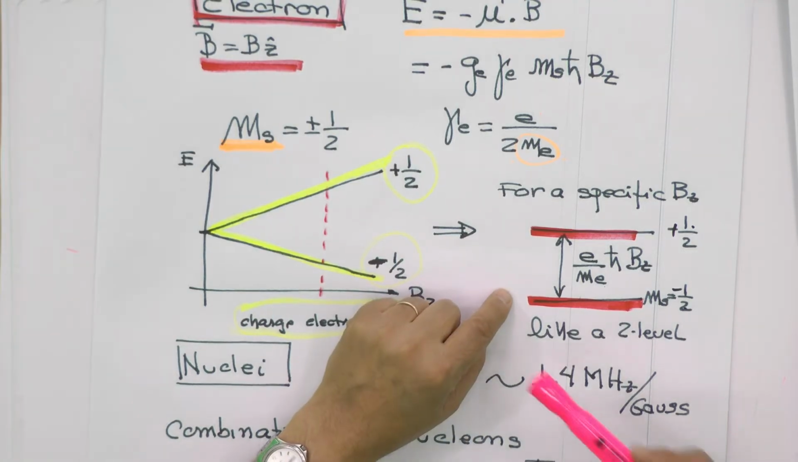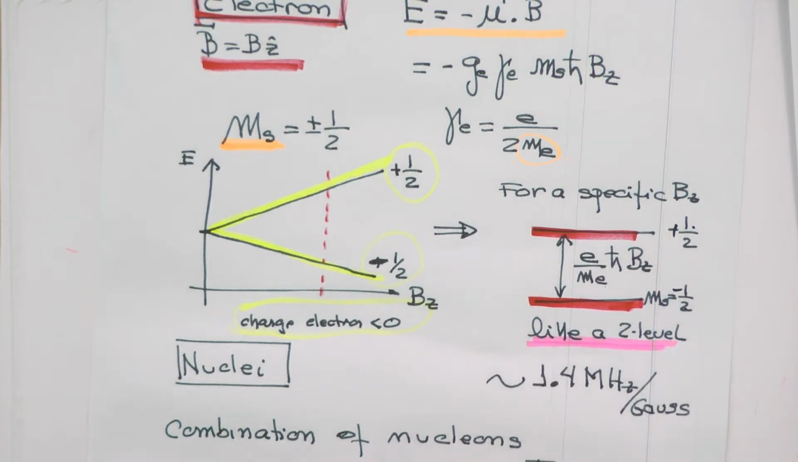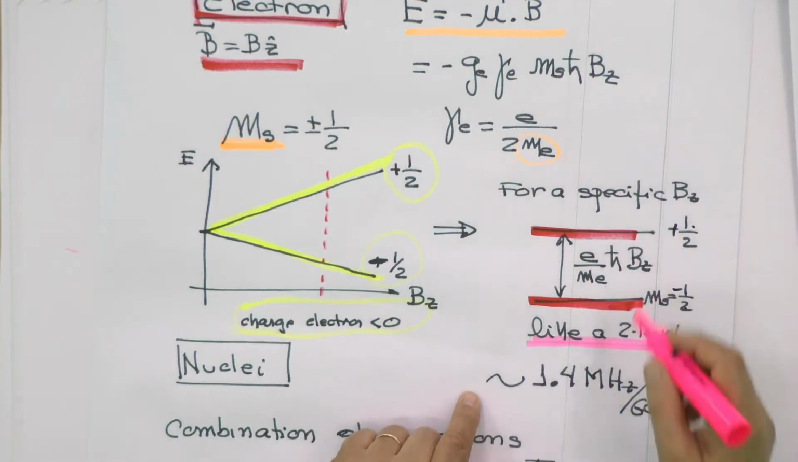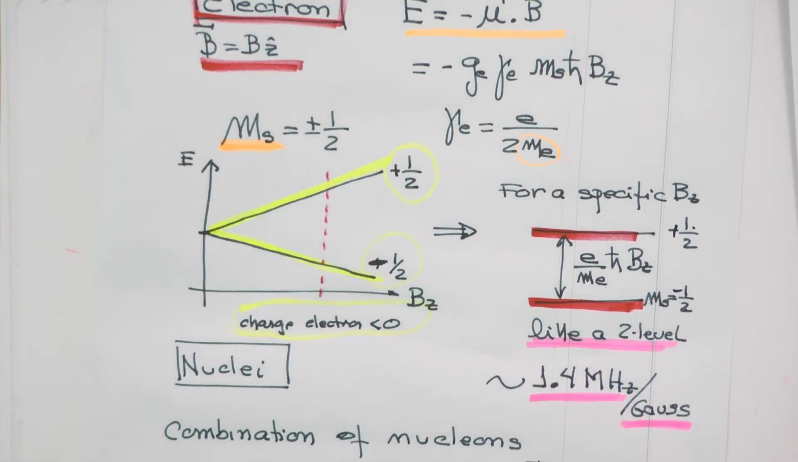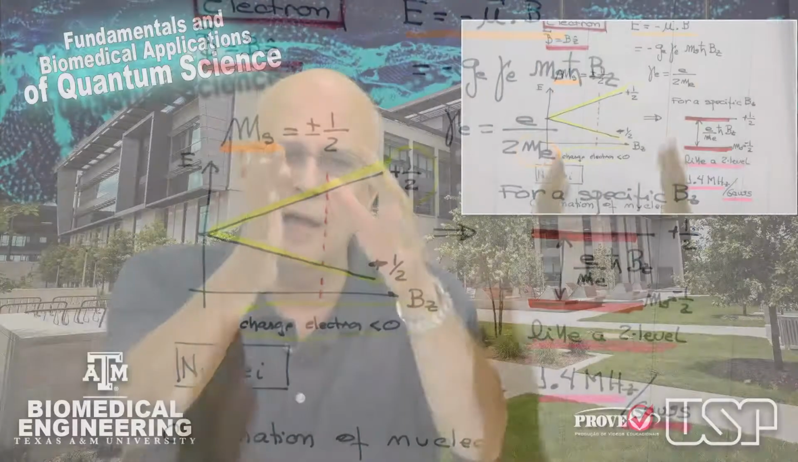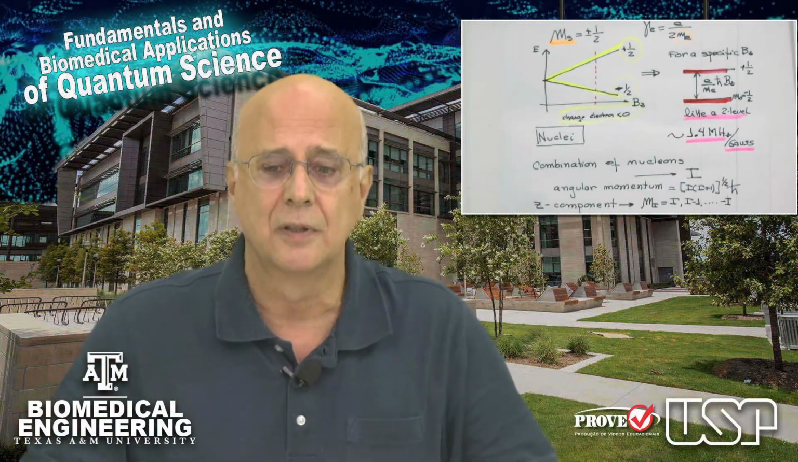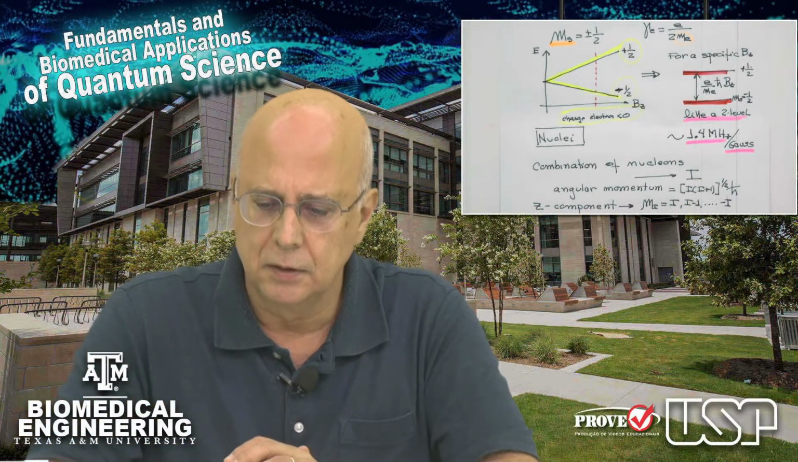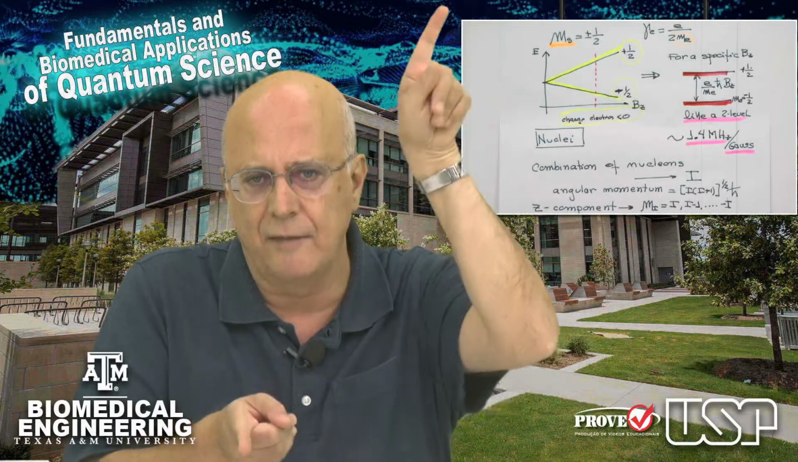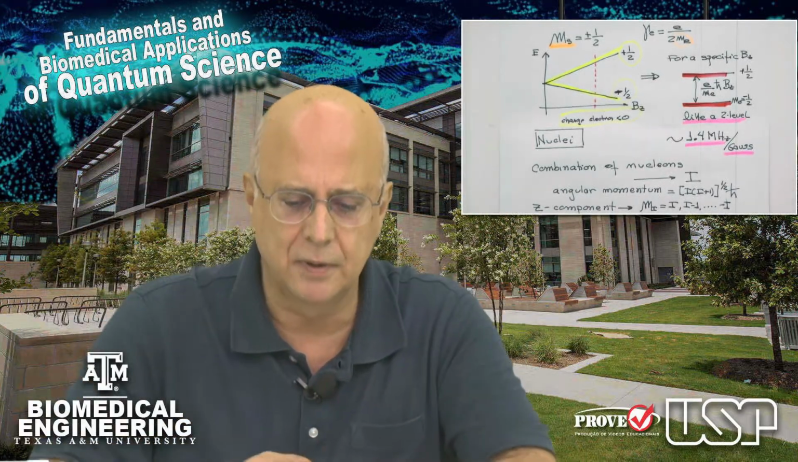Now, this looks very much like a 2-level system, right? That we study a lot. And the splitting that we have here is about 1.4 megahertz per Gauss. That's the splitting we have. So I have an electron, or my matter is filled with electrons because it's made of atoms. Then I go and apply a magnetic field. I have this split. Then I have a two-level system.